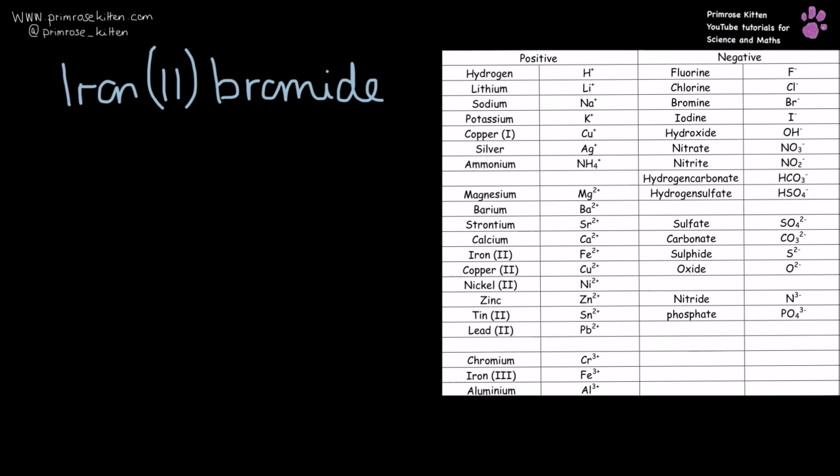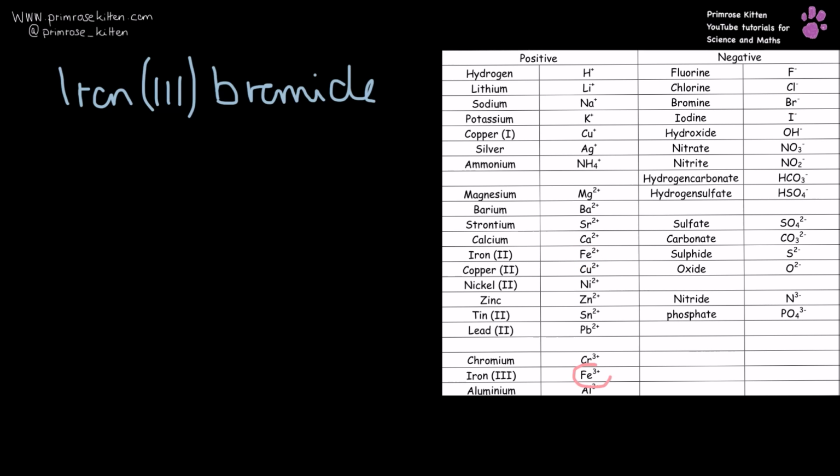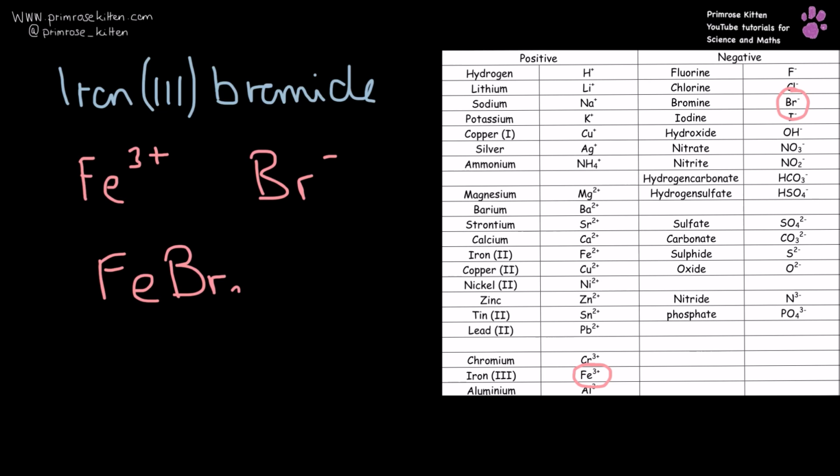Iron 2 bromide, so iron 2 is here, bromide is here, so that is Fe2+, Br-. That is going to give us FeBr2, because we need 2 bromines with a negative charge to cancel out the 2+ of the iron 2. Iron 3 bromide, we have Fe3+, Br-. Now we have 3 positives, so we are going to need 3 negatives to cancel that out. So that is going to give us FeBr3.